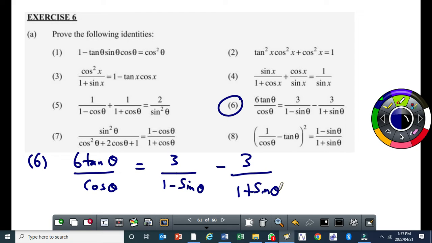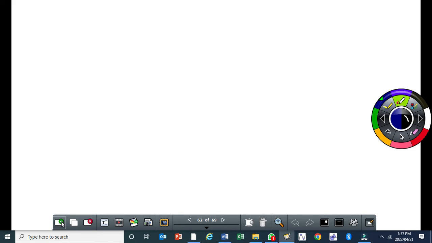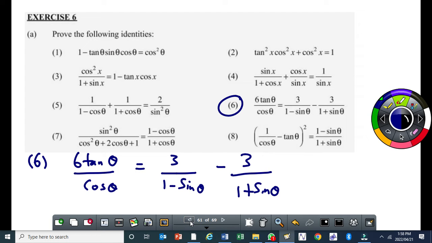You can simplify the right hand side. It's much better here to simplify the right hand side. Okay? Find the LCD. Okay, so let's do it. So the right hand side, right? I can find the LCD. It is the product of these two.